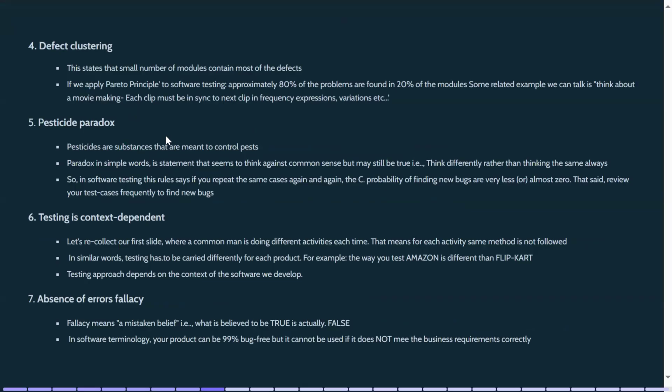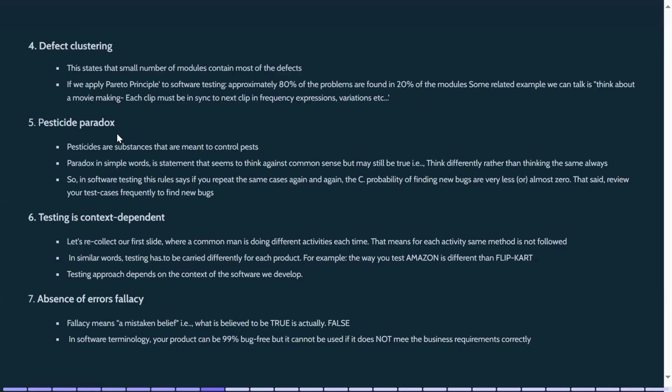principles. The other one is defect clustering. What is defect clustering? Cluster means we are categorizing into a small number of modules or components. We call it clustering. So here, these components or modules are responsible for most of the defects detected during testing. So here we are focusing on testing these modules or components, which can provide the most significant return on investment. That is defect clustering.